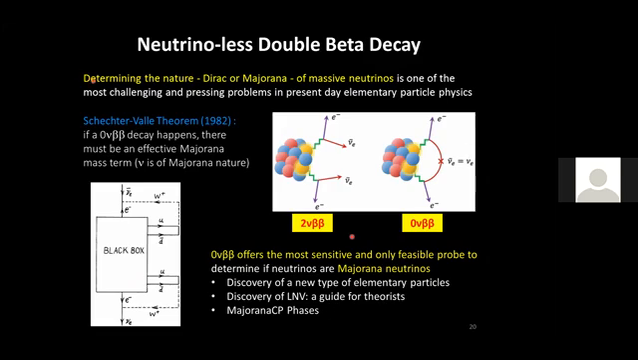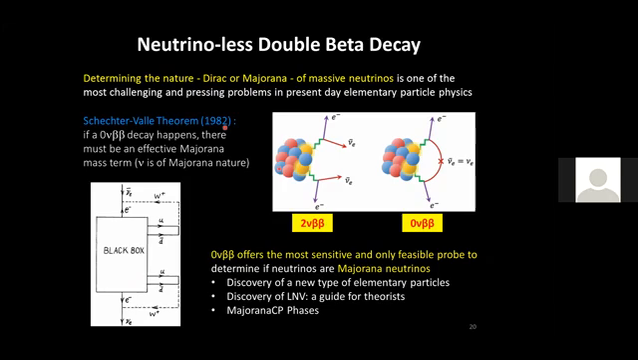Let's move to neutrinoless double beta decay. A little bit of background. Determining the Dirac or Majorana nature of massive neutrinos is one of the most challenging problems in elementary particle physics.